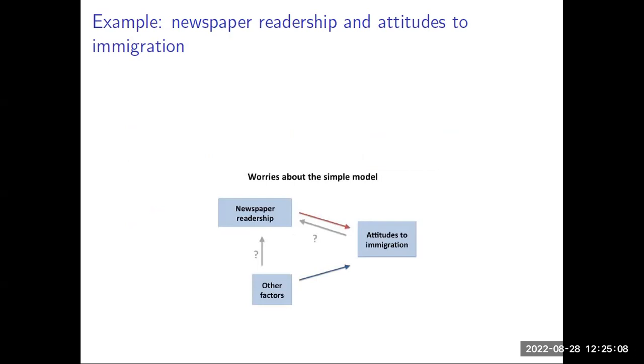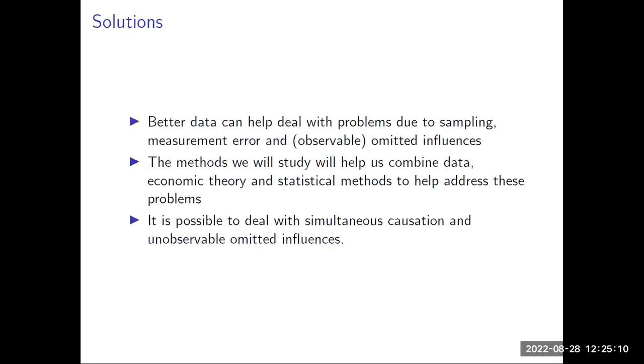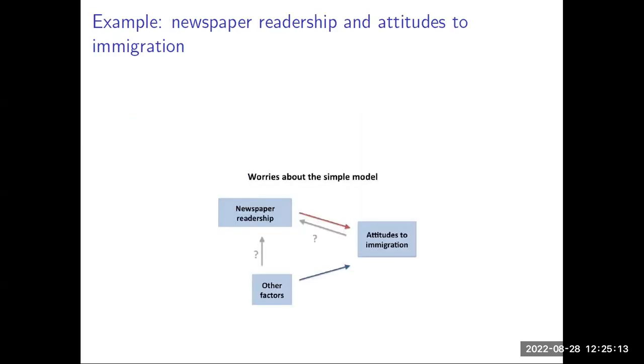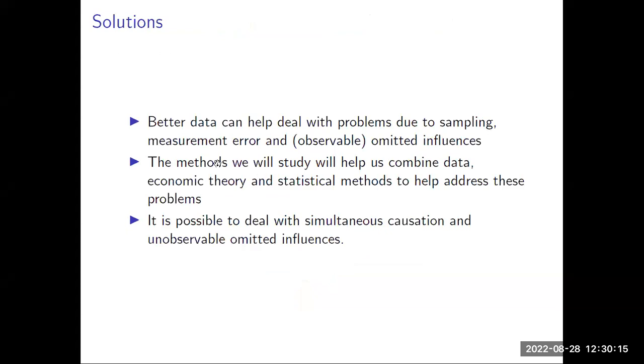And similarly, the other factors have influence. The other factors are affecting the attitudes towards immigration, but they can also be affecting newspaper readership. So simultaneous causation is an issue that you have to deal with when you are making a model and improving it. As for the solutions, what can you do about it?